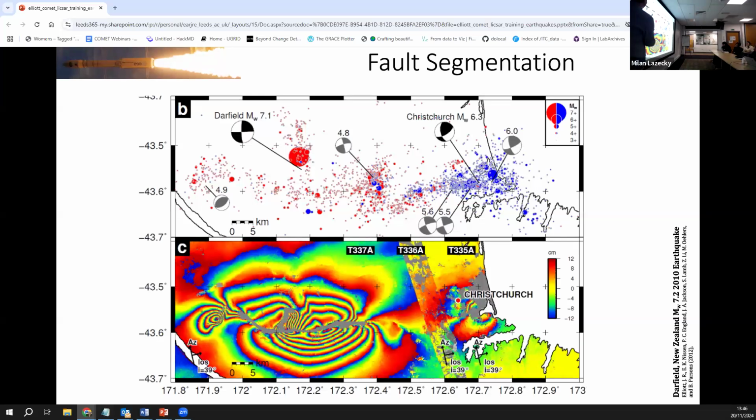And as seismology gets better and better, it is more and more possible to really localize the fault interfaces, depending where you are in the world. But with the InSAR as well, it gives you that richness of information. And you can start to say, well, it looks like there's something there.